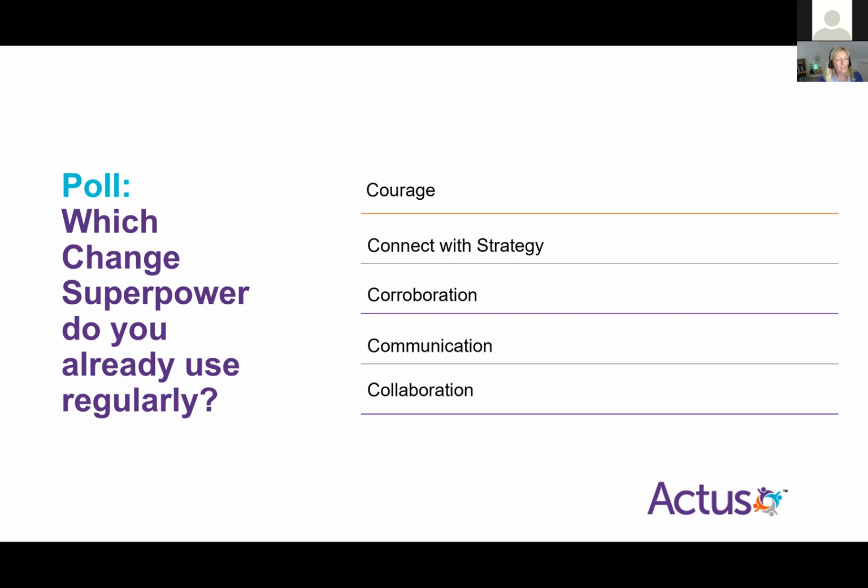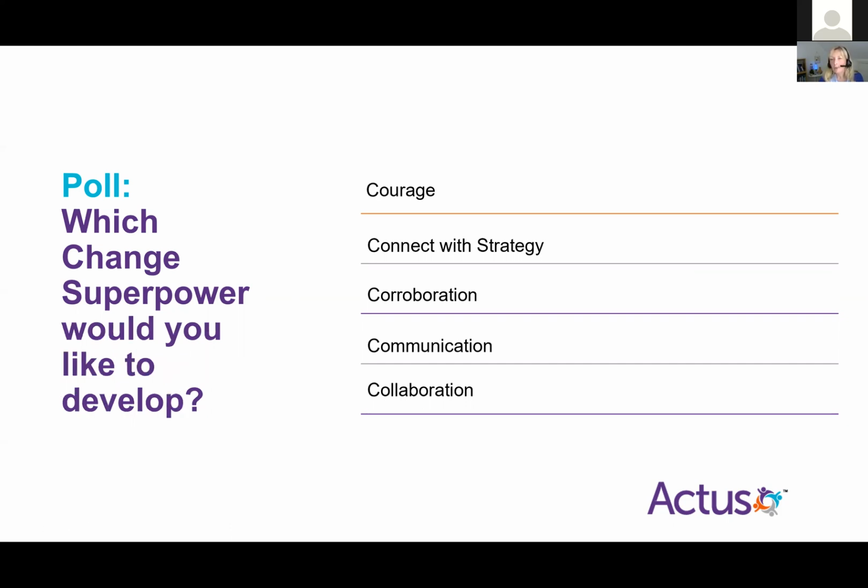So, sharing the results. We're quite even, and interestingly, this is similar to the group I was working with before. Most of you are seeing that communication and collaboration are your strengths, followed by courage, and then connecting with strategy and corroboration, which may be the ones you might want to do more of. I am going to assume that it's the inverse, to save us time rather than doing the second poll. Probably more of us would benefit from the corroboration piece, and maybe connecting with strategy is going to be the inverse of the one you might want to develop. You can do that in your own head as well, can't you? So I'll stop sharing the results.